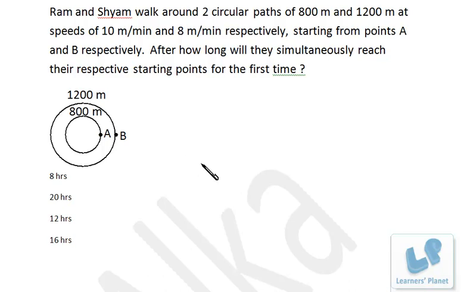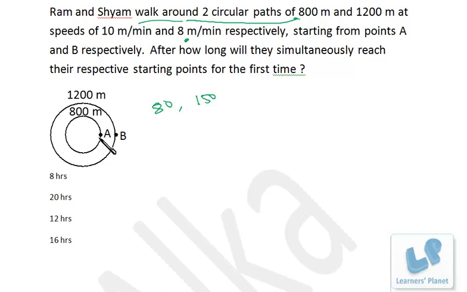See, this guy A, he's running around this 800 meter circle, right? And the speed is 10 meter per minute, right? That means to cover up 800 meter, he'll be taking 80 minutes. That means after every 80 minutes, he'll be coming at the starting position, right? Now the second person, the circle is 1200 meter length, and he is walking at 8 meter per minute. That means he'll be taking 150 minutes, right? 1200 divided by 8. Okay. That means B will be coming to this position after every 150 minutes. A will be coming to this position after every 80 minutes.